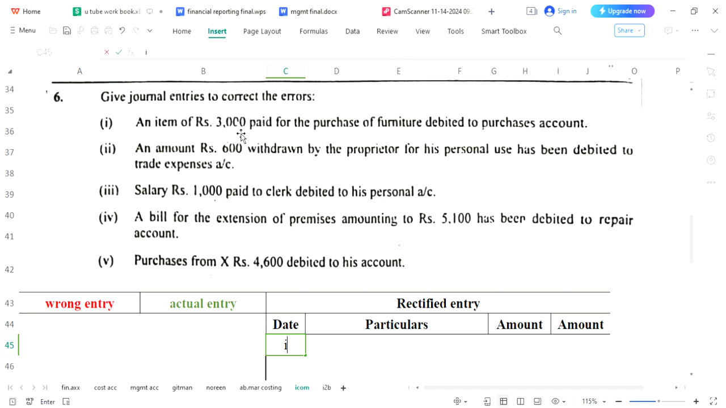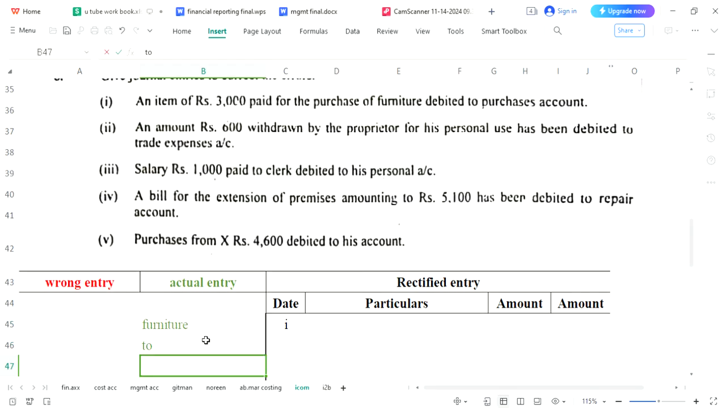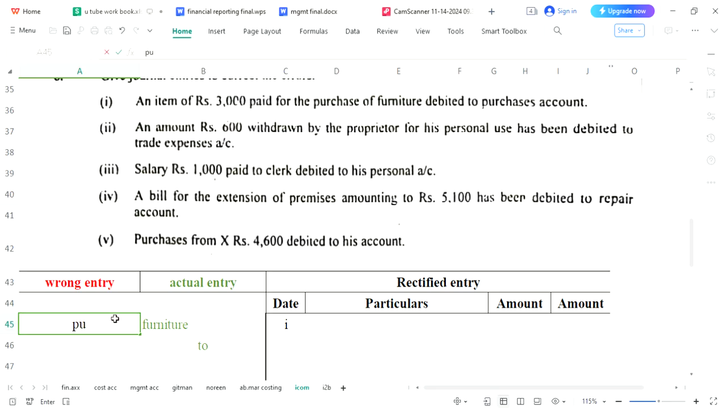An item of rupees 3000 paid for purchase of furniture. It means you have bought furniture. When you buy furniture, it is an increase in asset, so debit. That is why furniture was supposed to be written on the debit side. We have purchased furniture and we needed to write furniture on the debit side. But what mistake have we done? Debited to purchase account. So instead of furniture, we have debited purchase account.